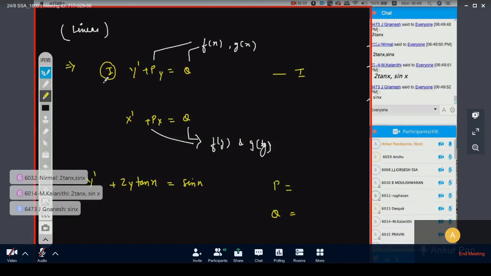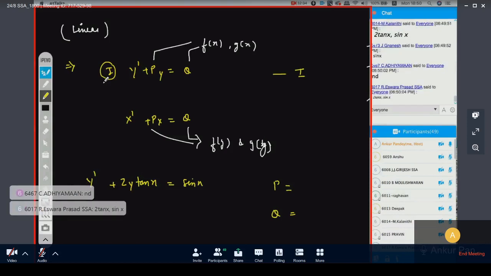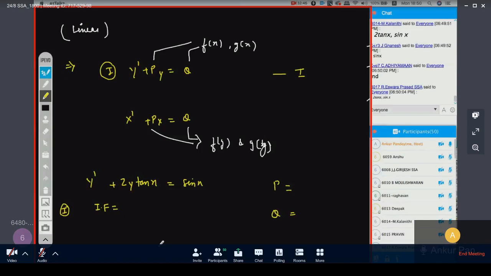Two tan x is P and sin x is Q. Very good. No doubt. Good. Relax now. Now there is a format. The first step says you will calculate the integrating factor. What is integrating factor?